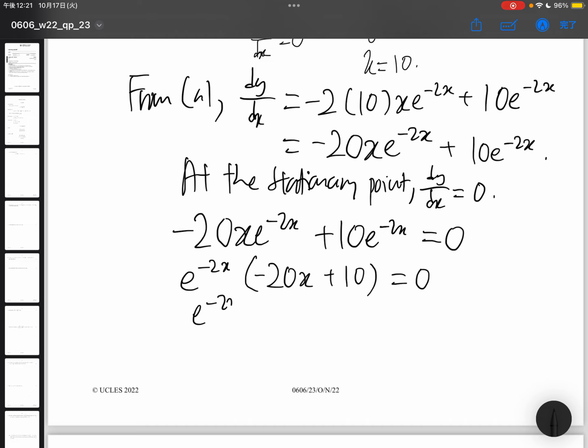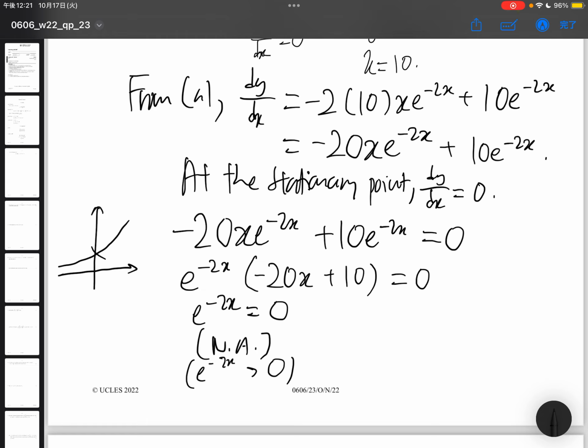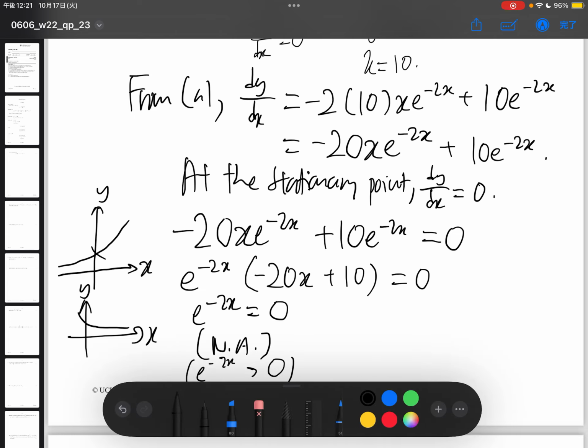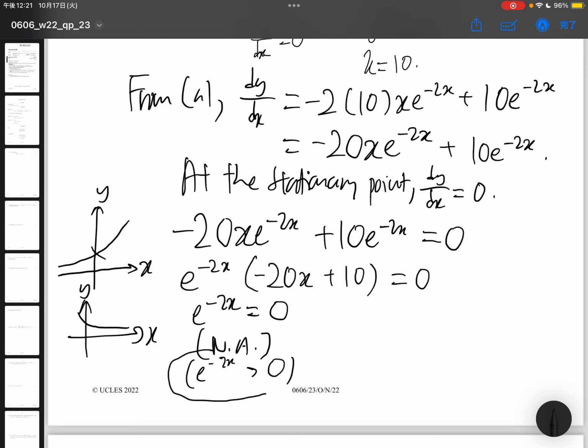So I have e to the power of negative 2x equal to 0, which is not possible because e to the power of negative 2x is always more than 0. It can never reach 0 in this case. So for e to the power of x, be it in this shape or be it in this shape, it will never reach 0, which is the x-axis. So that is the definition for this part over here, about e to the power of negative 2x being more than 0.